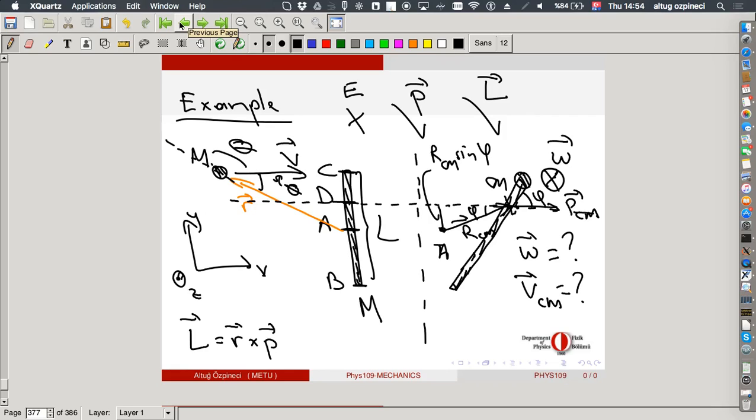Other questions? The point, your reference points are always fixed. They do not move.